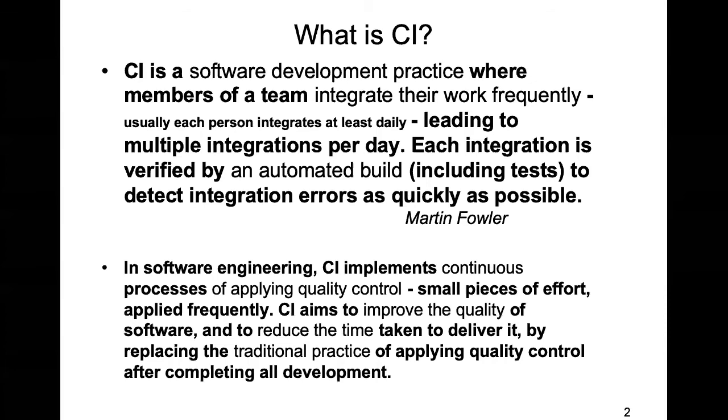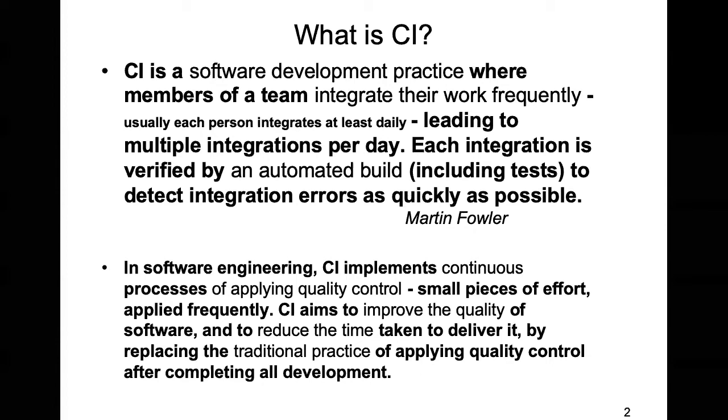Here's another definition, saying the same thing, but in different words. In software engineering, continuous integration implements a continuous process of applying quality control. By applying quality control there, we mean that comes in the form of running our tests and making sure all of the tests pass.